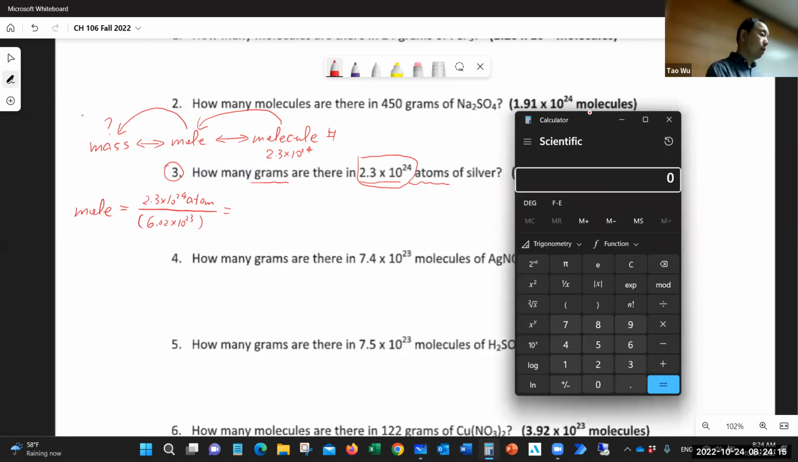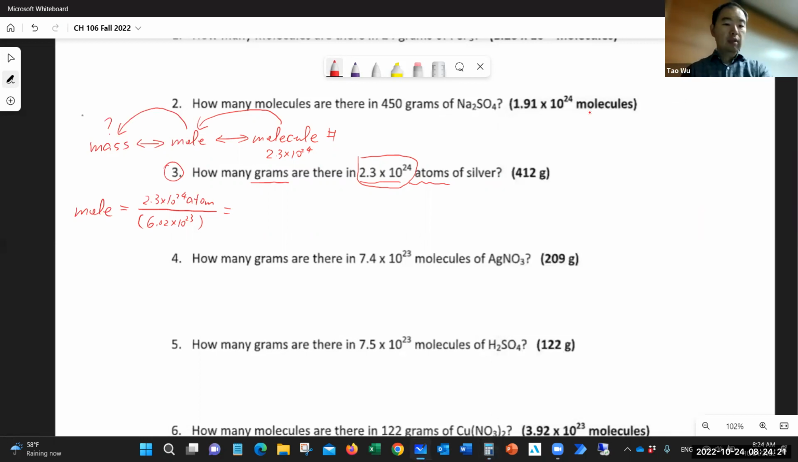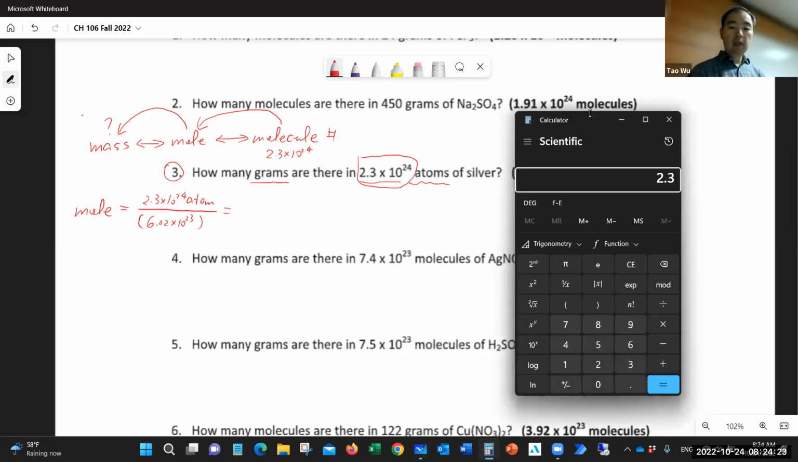So let's put that into the calculator. Again, remember 6.02 times 10 to the 23rd, you're going to have parentheses. So now we have 2.3 times 10 to the 24th. And by the way, you're going to need to be familiar with your calculator and how to use the 10 to the x function in your calculator.